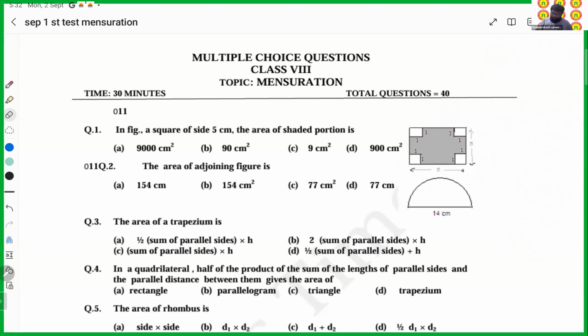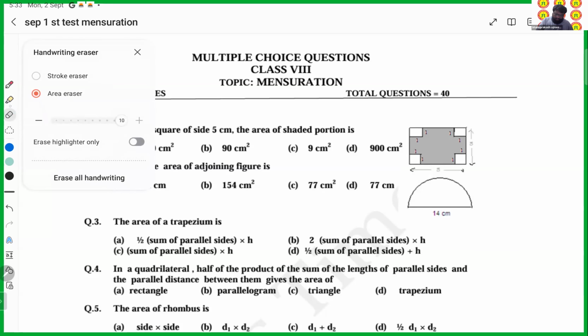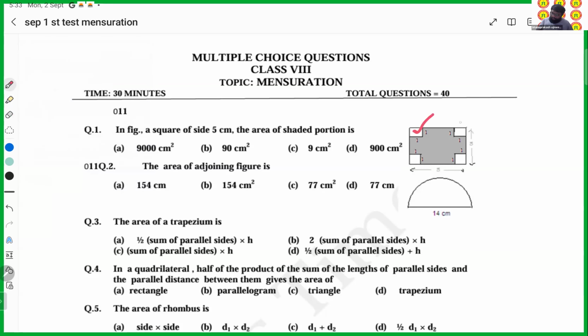Basically, to solve the problem, find out the total area of the given square, and then subtract the unshaded part. If you see the unshaded parts here, each is given as a square, that is 1 into 1. If you subtract all these unshaded parts, you will get the final answer. Got it? Yes, sir. And coming to the second question, the area of the adjoining figure. Any doubt in this?